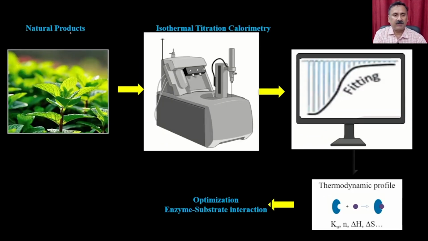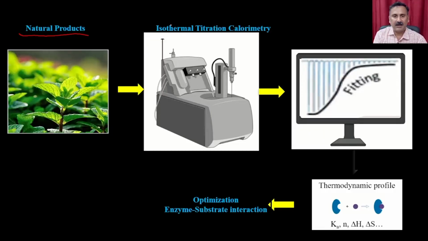So these are some of the components, and I have taken an example. If you have natural products, for example a natural product from mentha or from tea, and you want to know whether these phytochemicals are binding to some protein molecules or not.